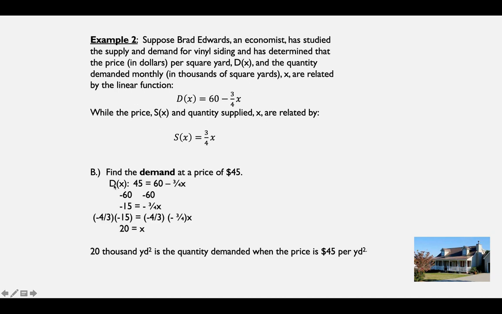So we're using the d of x equation. We know 45 is the price. So 45 equals 60 minus 3/4 x. We subtract 60 from both sides to get negative 15, and that equals negative 3/4 x. We multiply both sides by negative 4/3, and so we get 20 equals x. So that's a quantity. So we look and see what units that quantity is in. So we have 20,000 square yards is the quantity demanded when the price is $45 per square yard.